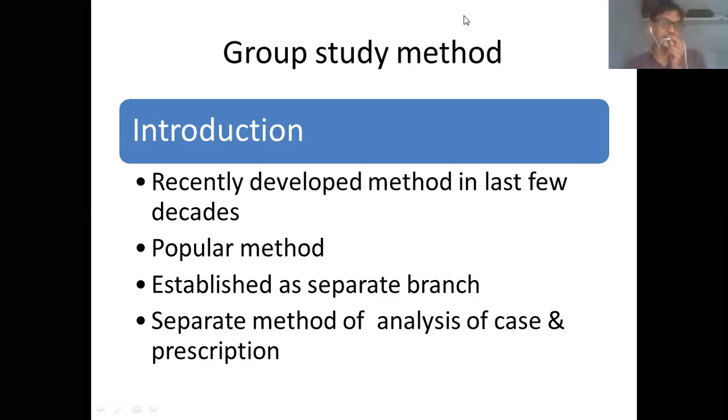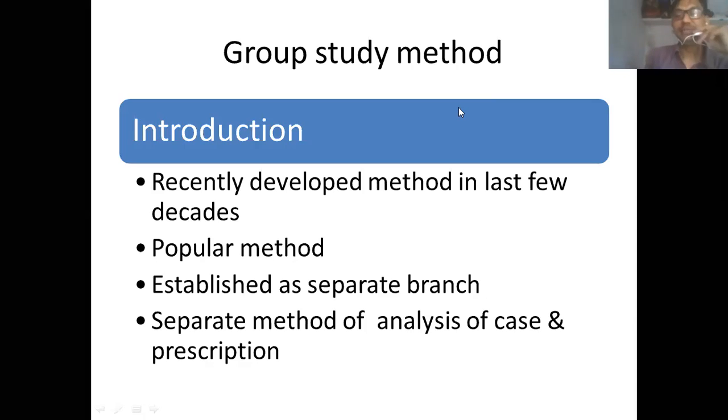Okay, welcome to this one more lecture in which we are studying different ways of study of homeopathic mathematics. And in this lecture, we will focus mainly on the group study method of study of homeopathic mathematics. In this group study, this is the most recently developed study method of homeopathic mathematics.